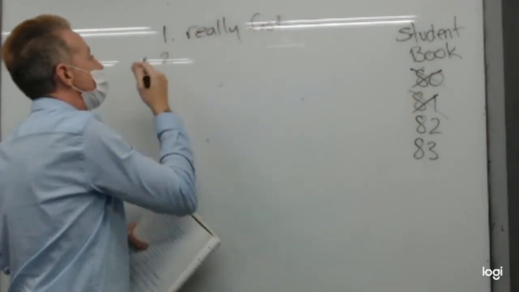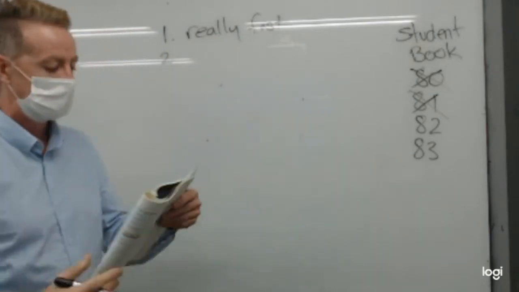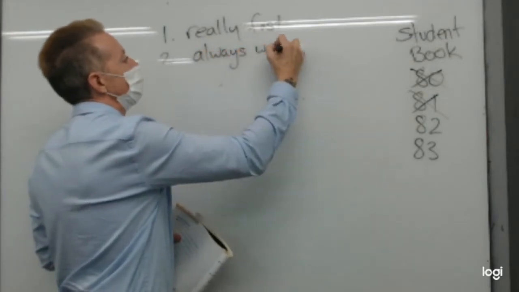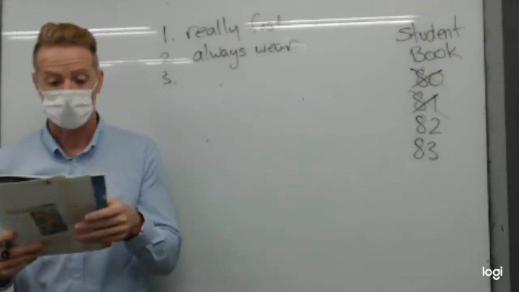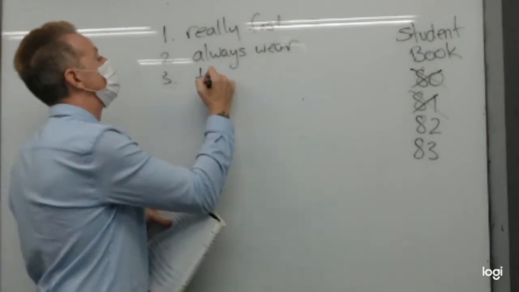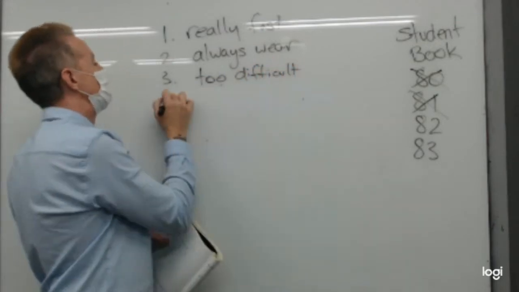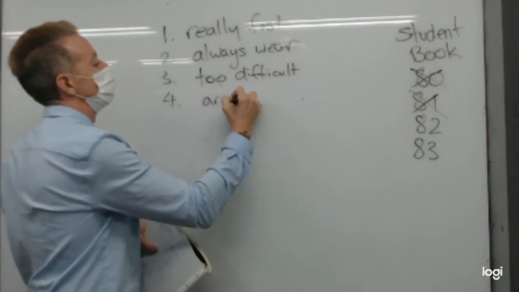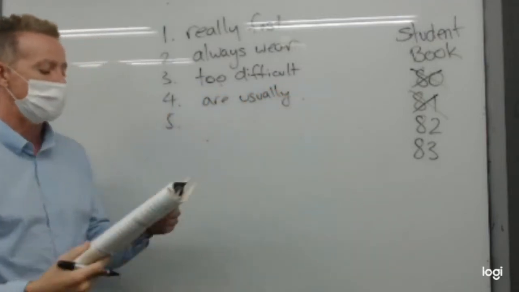Really fast. West, number two, the actresses? Always wear. Good. Sam, three. My science project was too difficult. Good, too difficult. Dorothy, four. My mom's homemade cookies are usually delicious. Good, are usually.